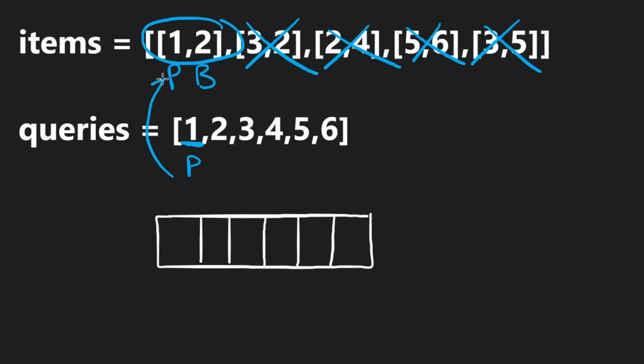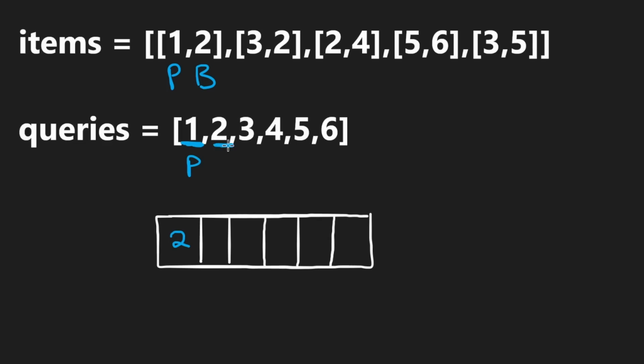It makes our life pretty easy, at least for the first query, because what we would want to do is, among all of the remaining items at this point, just get the maximum beauty. So in this case, it's easy. We just have 2. So that's how we answer the first query. I'm going to put a little 2 over here.